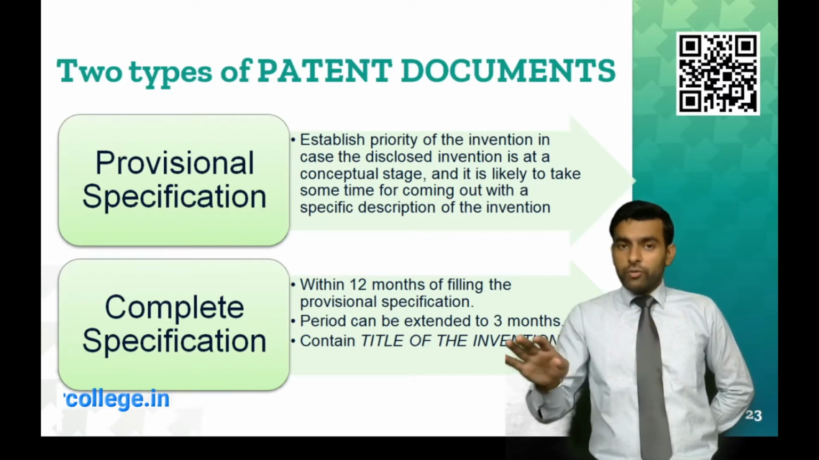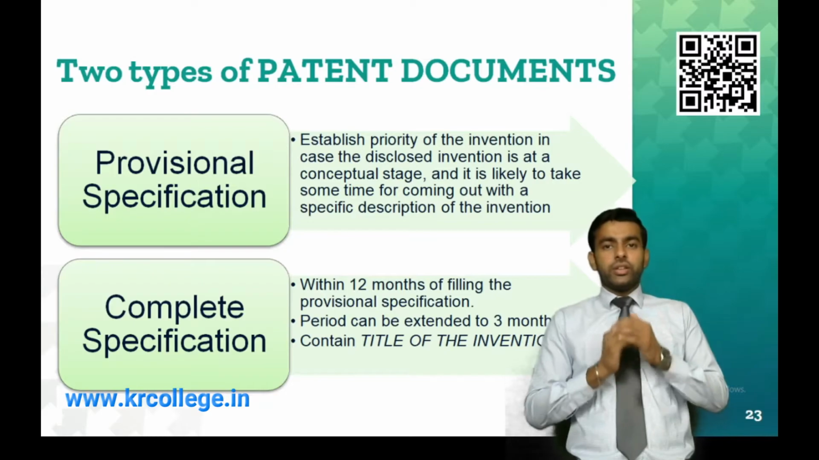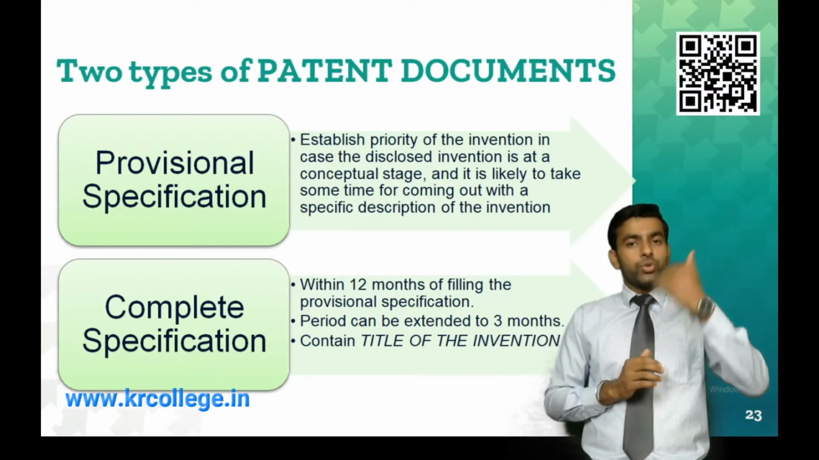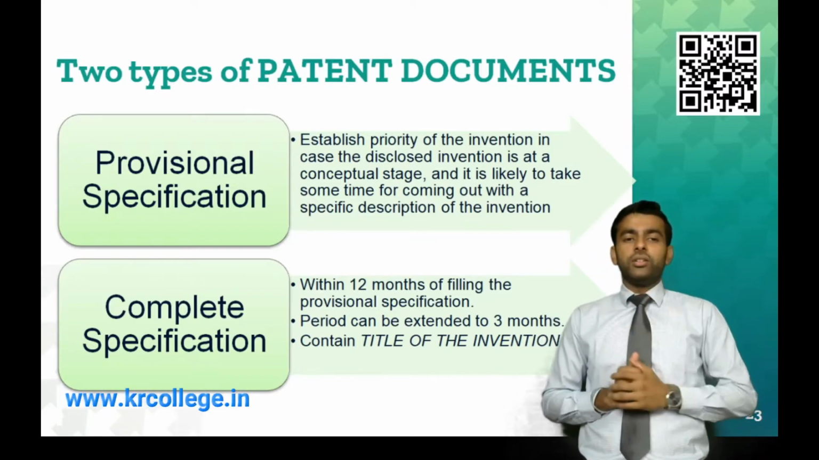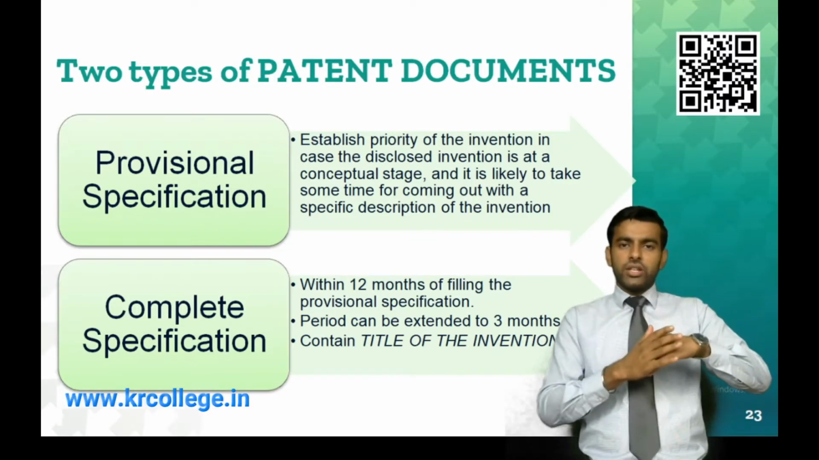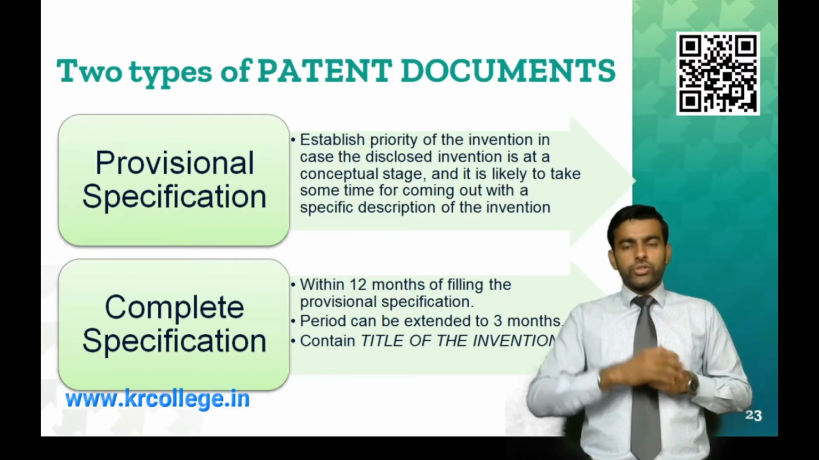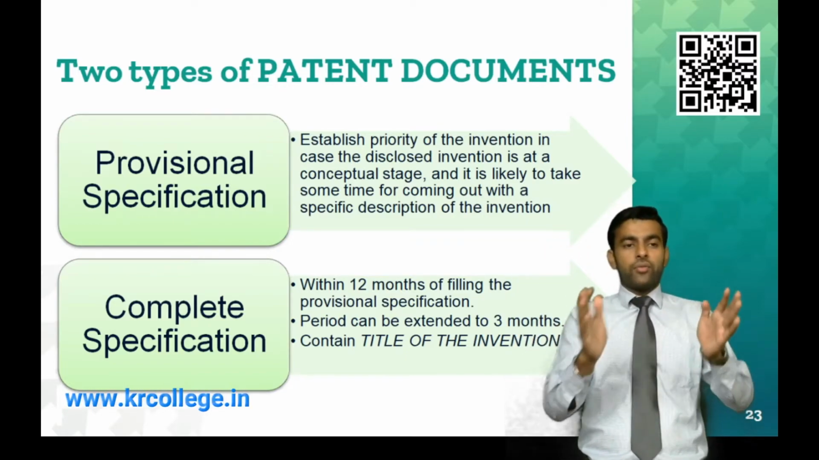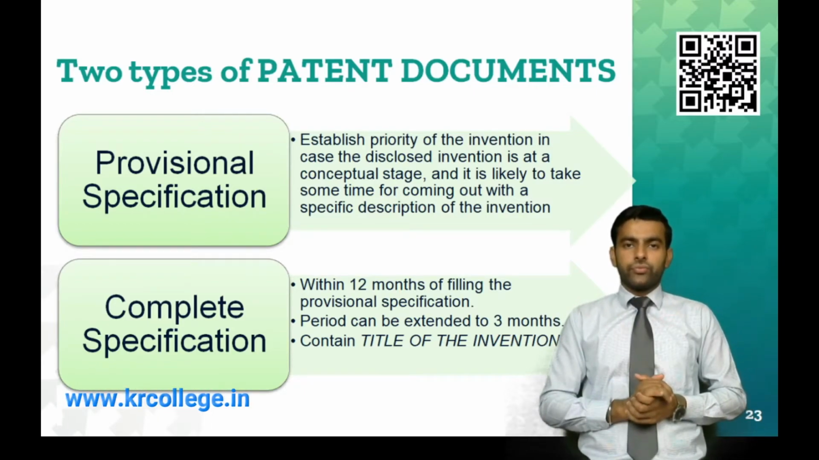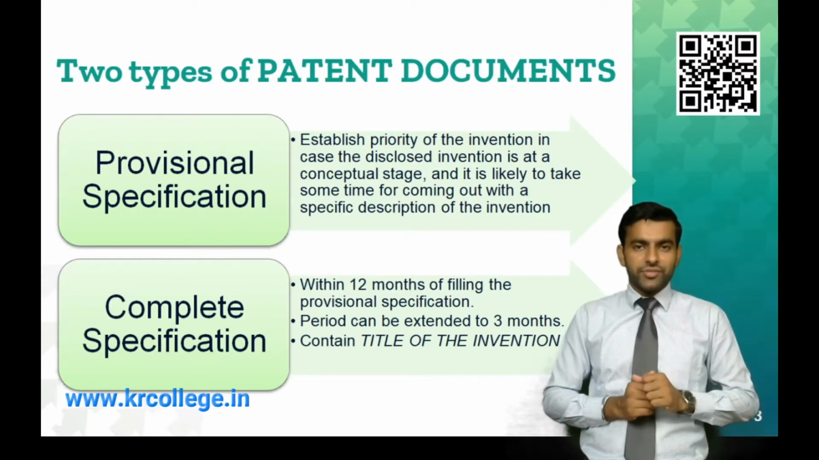मतलब कंप्लीट नहीं हुआ है पर ये कंप्लीट होने वाला है, right? Then complete specification is something which comes to you within 12 months of filing the provisional specification. आपने आज provisional specification ले लिया, today is date, let's suppose 31st of January 2021. So 31st of January 2022 तक you have to take that complete specification, and the period can get extended too for the 3 months, depends upon the circumstances.